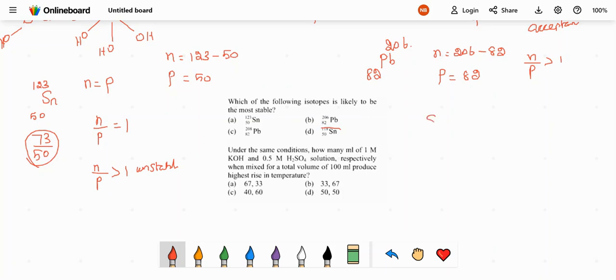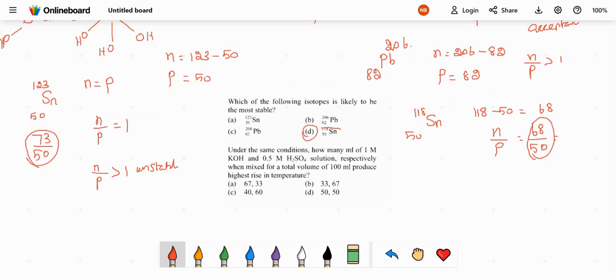So tin, we have to go for tin. Again 50 protons, mass 118, right? So 118 minus 50, then it will be 68. So 68 divided by 50, the number of neutrons is 68 and protons will be 50, like that, 68 divided by 50. So if you are finding the n by p ratio, I think this one will have the lowest value. Let us check that. 68 divided by 50. 73 divided by 50 will be greater, right? So I think we have to go for this option.